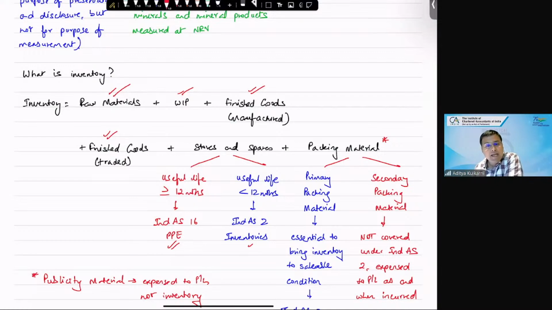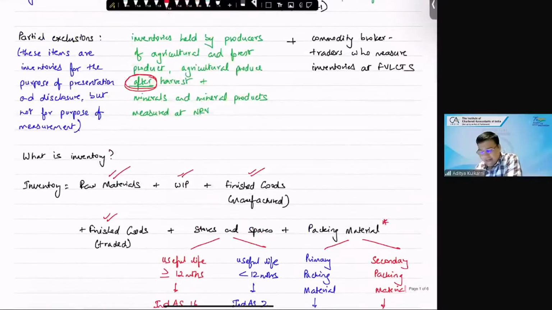Packing material, will it be inventory? Interesting. When I talk about packing material, it gets classified under two types. One is your primary packing material and the other is your secondary packing material. So what is your primary packing material? Bottles for beverages, cardboard boxes, tapes, etc. Basically, your items which bring your inventory to a saleable condition.